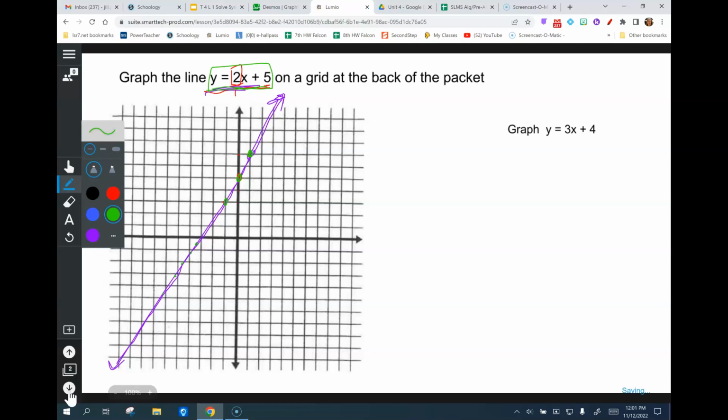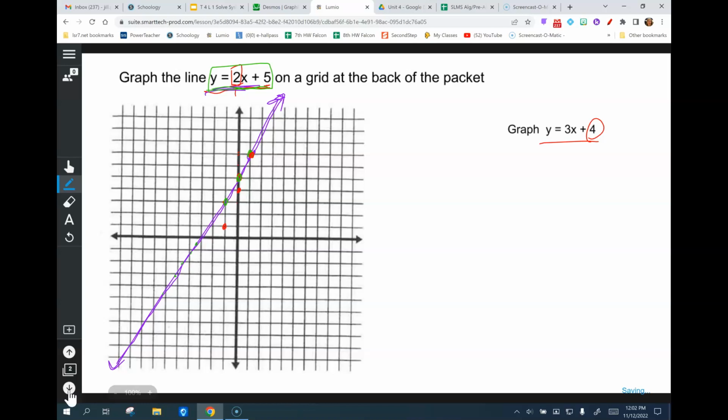So now, because I'm talking about systems, we're going to take the other equation, y equals 3x plus 4, and we're going to graph that on that same grid. So we start at our y-intercept of 4. 1, 2, 3, 4. And now I'm going to go up 3, 1, 2, 3 over 1. And I'm going to go down 3 and over 1.